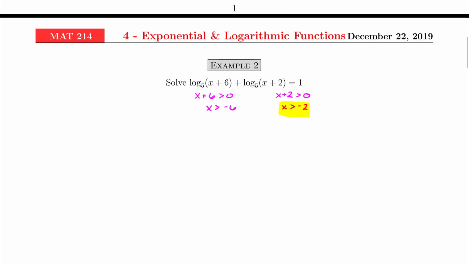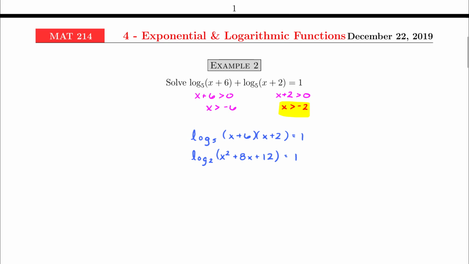Since we have logarithmic addition, we can rewrite this as logarithmic multiplication. We have log base 5 of x plus 6 times x plus 2, and we can write that out as a quadratic. It'd be x squared plus 8x plus 12.